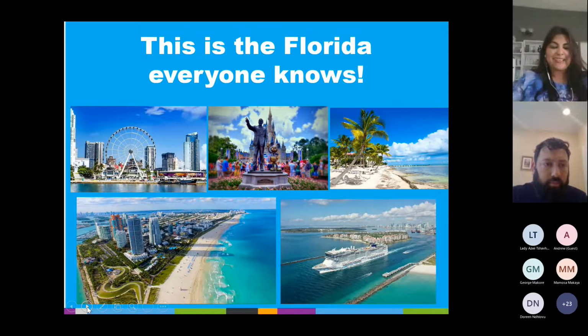I'm sure that this is the Florida that is most known to most of us. The general perception of Florida is that it's known for tourism, leisure, entertainment, hospitality. People know it for being the Sunshine State, for having beautiful beaches, the cruise industries, with Port Miami being the cruise capital of the world, Walt Disney World, theme parks, amusement parks, and so forth. And all of this is true.